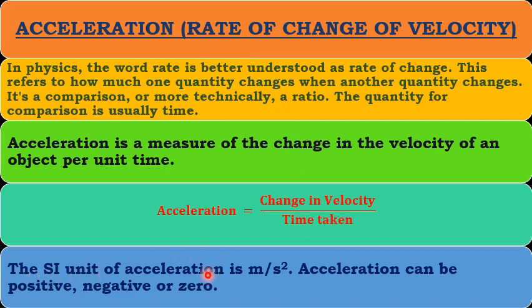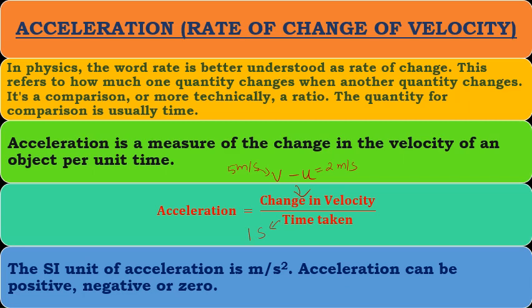The SI unit of acceleration is meter per second square. Why meter per second square? Let's work it out now. We have change in velocity. Generally we take the final velocity to be v and the initial velocity to be u. So change in velocity we can write as v minus u. I'm going to take u to be 2 meter per second, v to be 5 meter per second, and the time taken to be 1 second.